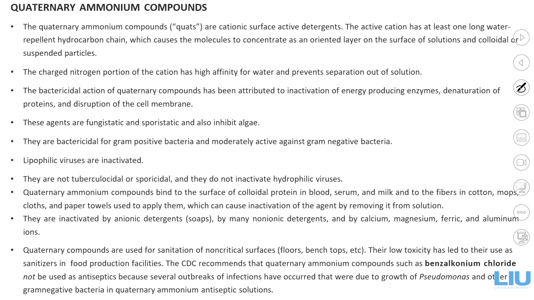We also have quaternary ammonium compounds such as benzalkonium chloride. They're also known as quats. Of course, they have fungicidal, sporicidal, and bactericidal activity. They act on lipophilic viruses. I didn't see their mechanism of action here. Anyway, just general information.